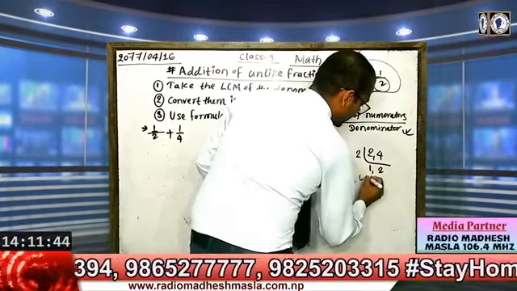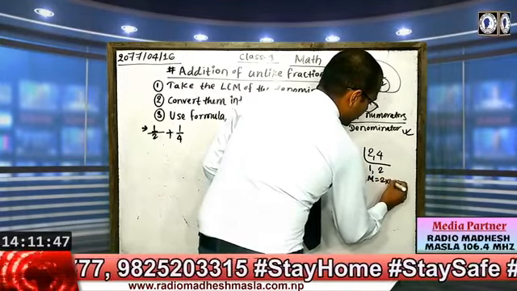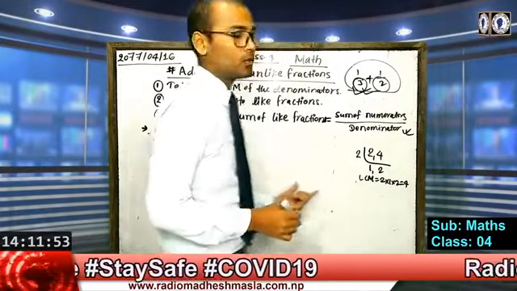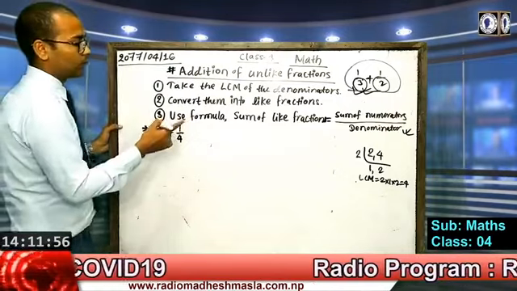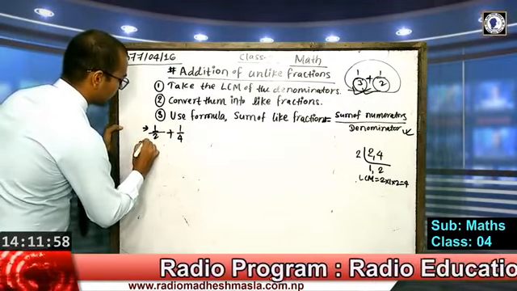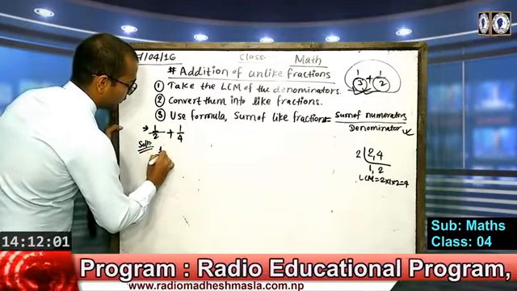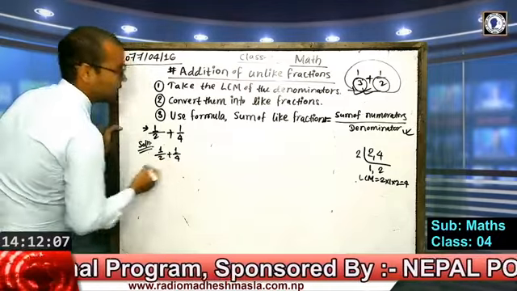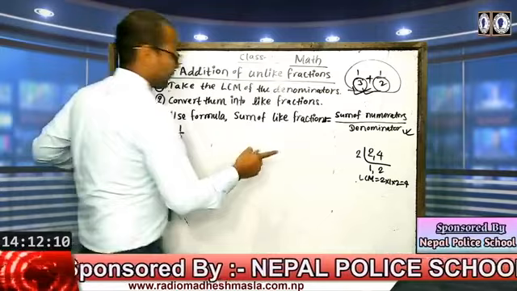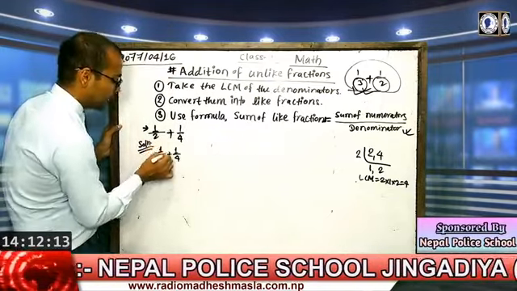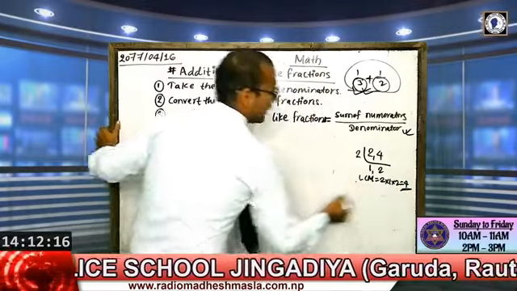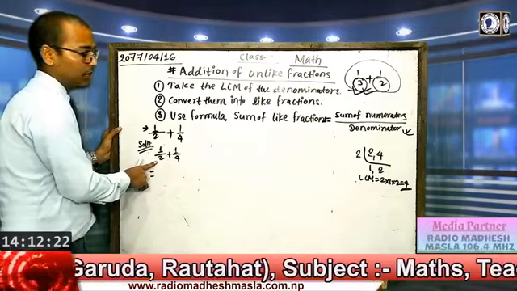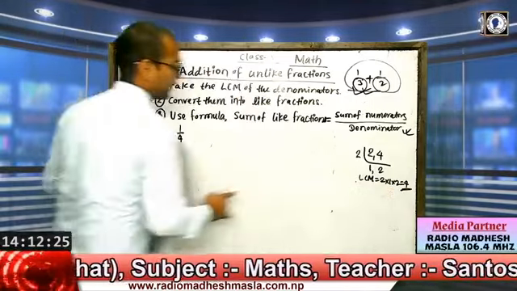So LCM is equal to 2 into 1 into 2, which is 4. Students, don't be confused; you know how to find the LCM. Our LCM is 4. Solution: 1 by 2 plus 1 by 4. We should make our denominators equal to the LCM, and our LCM is 4.